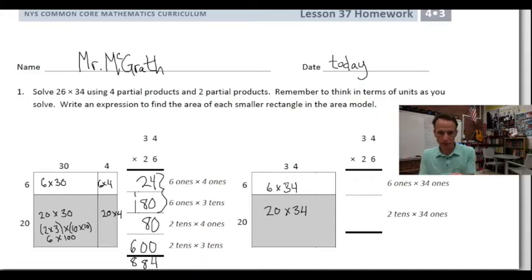6 times 4, 6 times 30. So can I look at 180 and 24 and add them in my head? Well, I can break it into little bits. 20 and 180, I see pretty easily, yeah, 200, and 4 more is 204. And there are other ways of doing this. And notice I'm lining up my place value, it's important.